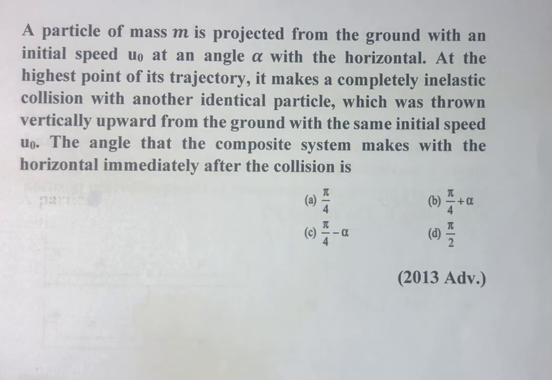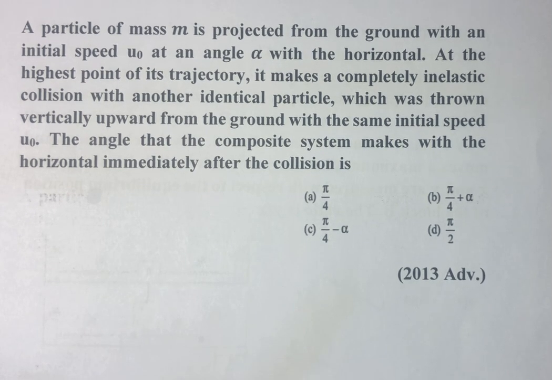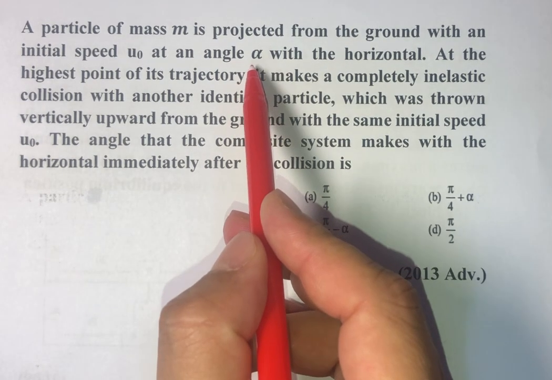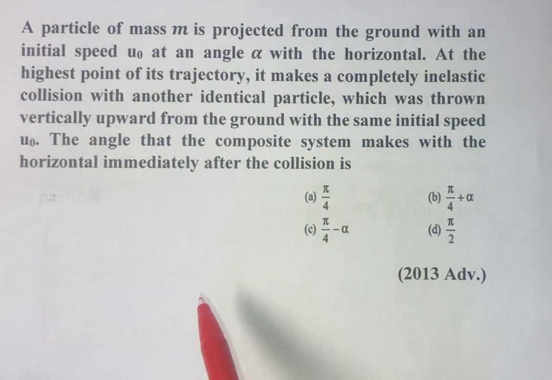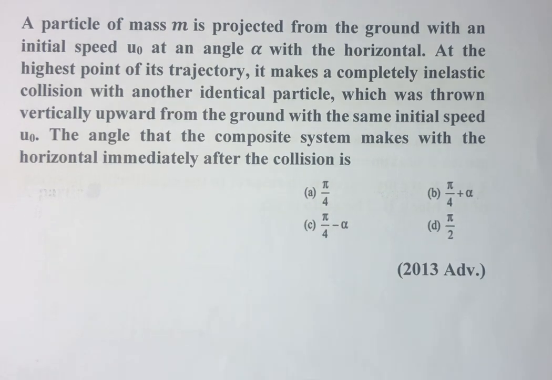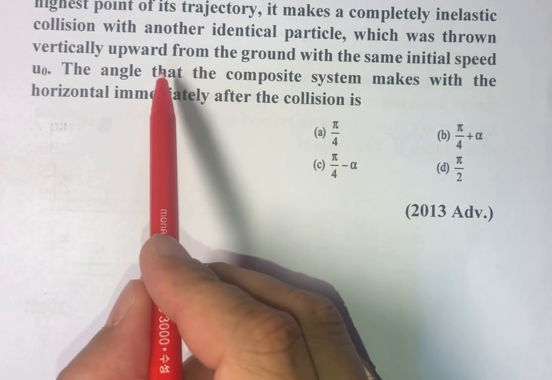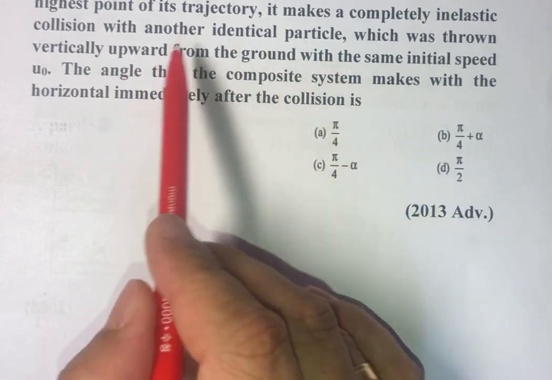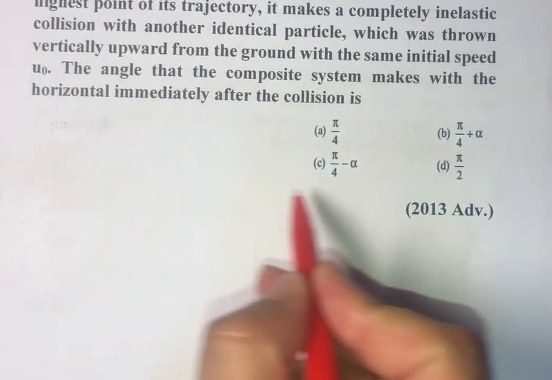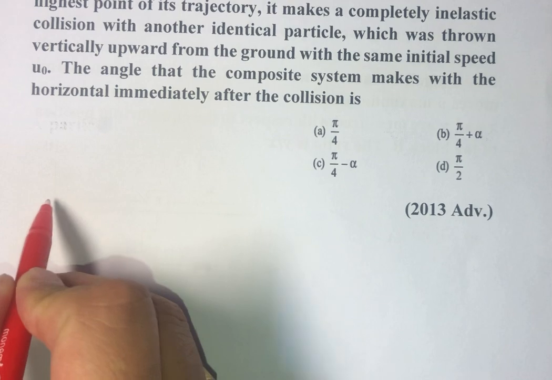So we have two particles having the mass m and both are projected, one at an angle of alpha with the horizontal and another vertically upward with the same initial velocity u0, and they collide when at the highest point of the projectile. So let us draw the basic figure.